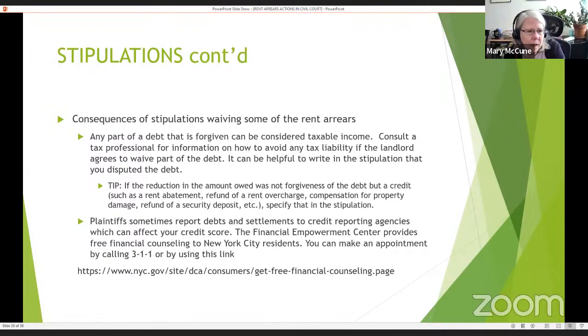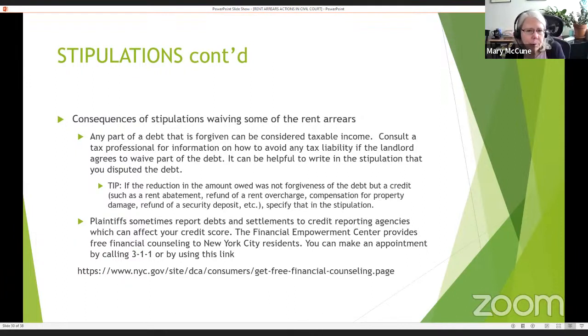There are some tax consequences potentially if the landlord agrees to give up some of the rent arrears. It depends a lot on the individual circumstances of your case, and I am not a tax expert. This is not advice. I'm just highlighting this as a potential issue.